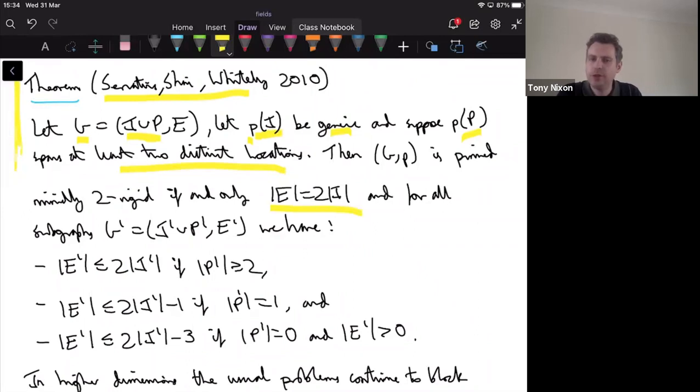So it doesn't matter how many pinned vertices you have, as long as you have at least 2 distinct locations. The count is just in terms of inner vertices. But for subgraphs, we have to care about the pins a little bit, but not too much.